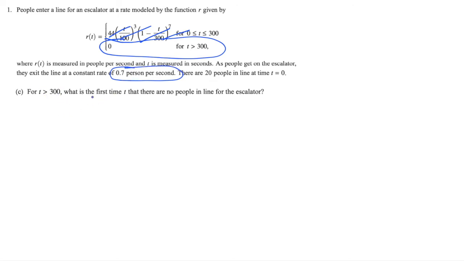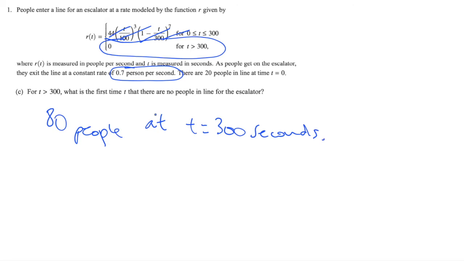Then what is the first time t that there are no people in line for the escalator? Remember from the previous video in part B, we got that 80 people were on the line at time equals 300 seconds. So since we want to know at what time there will be no people and the only rate is the leaving rate, then it will be very simple. We just need to use a linear equation, like the velocity, the rate at which they are leaving.